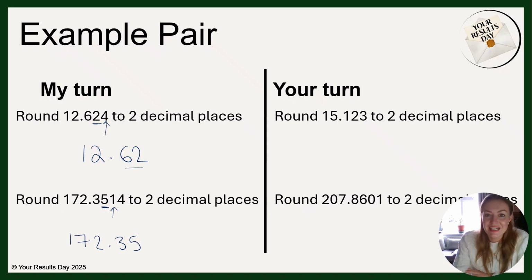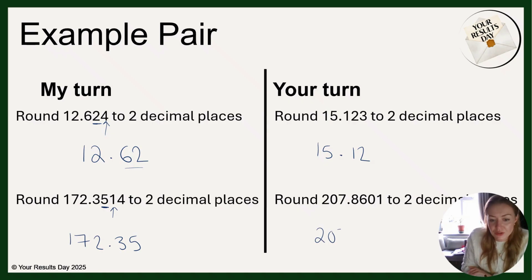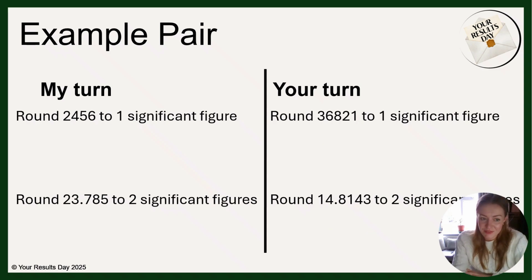Pause the video and hit play when you're ready. Round 15.123 to 2 decimal places becomes 15.12. And round 207.8601 to 2 decimal places will be 207.86. And another type of rounding is when we are asked to round to significant figures.